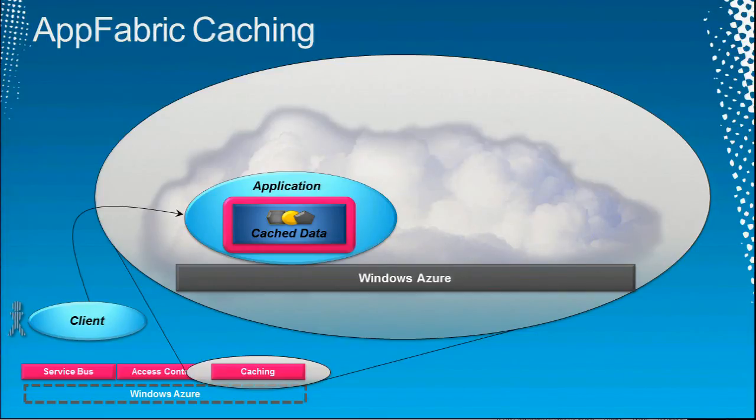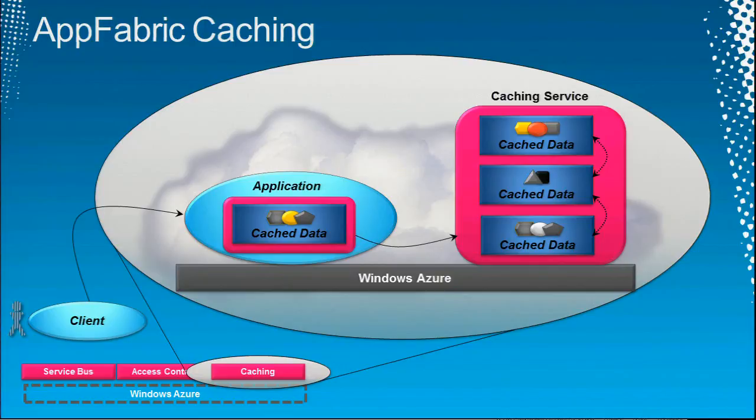Instead, with App Fabric caching, there's a caching service that runs as a service and lets your Windows Azure instances cache data back there and access it from that cache. It's analogous to Memcache or Oracle Coherence, except it runs in the cloud and it's a service. You don't have to install it, configure it, manage it. It's a service done for you. It's the PaaS approach to caching in the cloud.